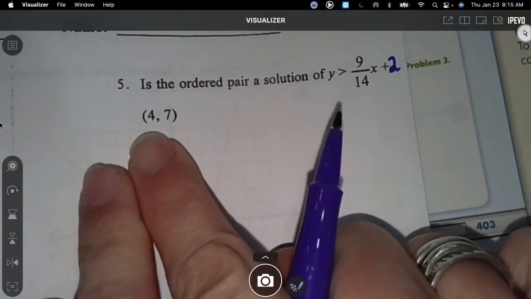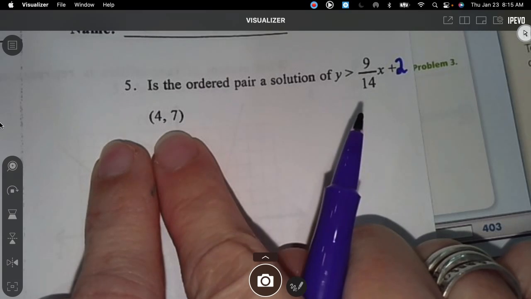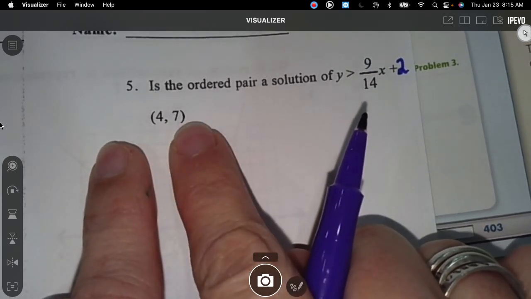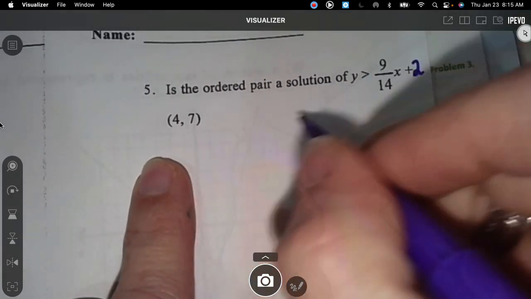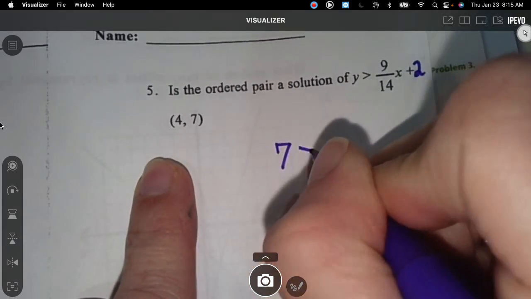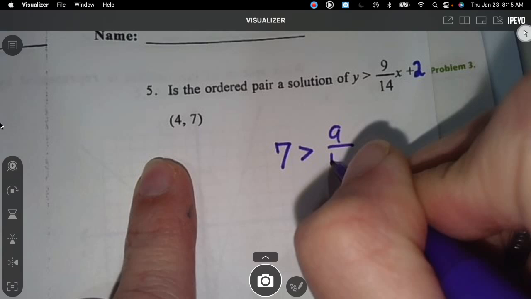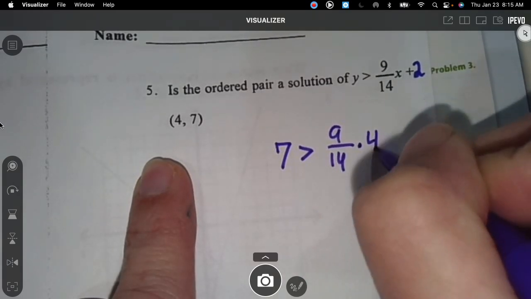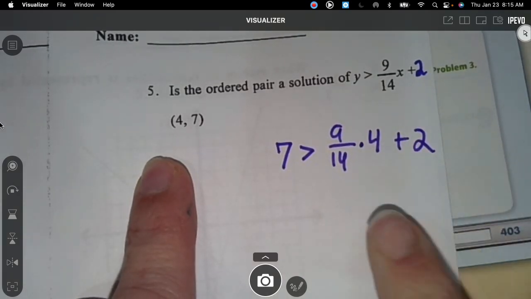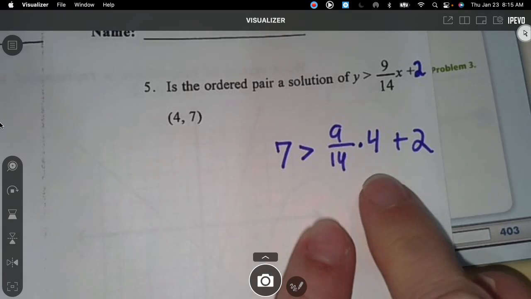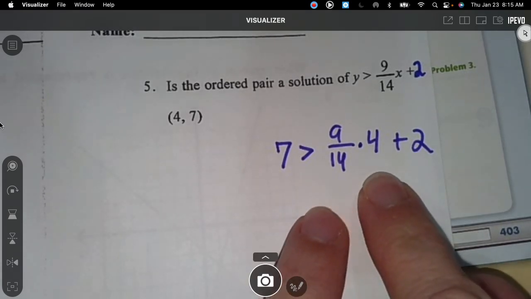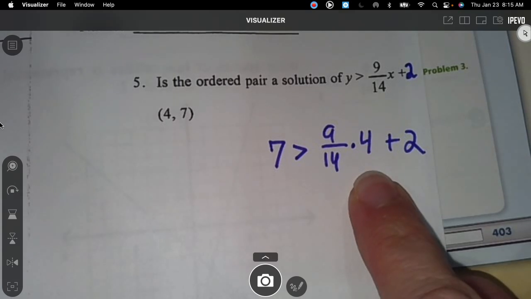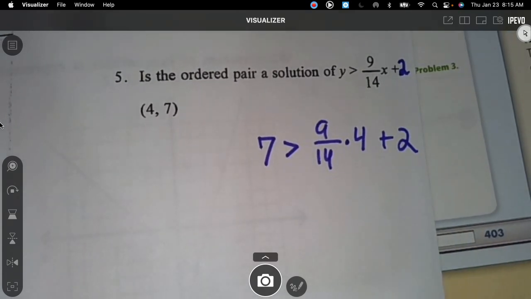What are you going to do with this ordered pair right here? That's an X and that's a Y. What do you think you'll do? Plug it in and see if it works. So I would write, is 7 greater than 9/14 times 4 plus 2? If you don't know what the right side of this is, what can you do with that? Plug it in your calculator and figure it out. Are we good with that?